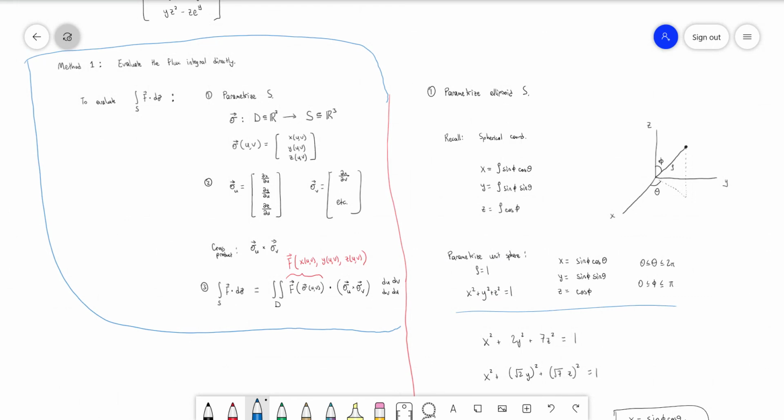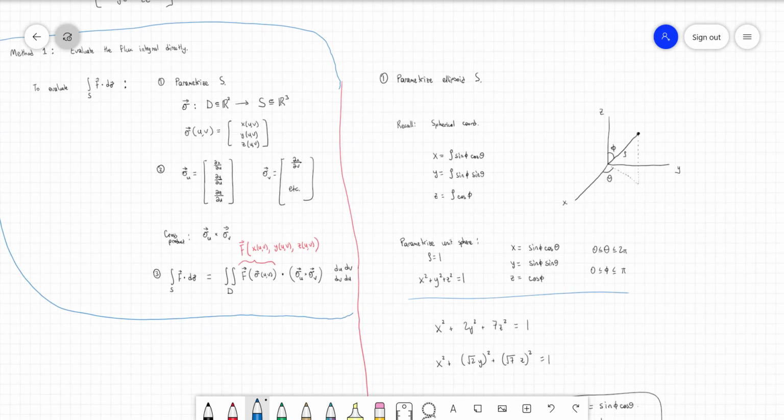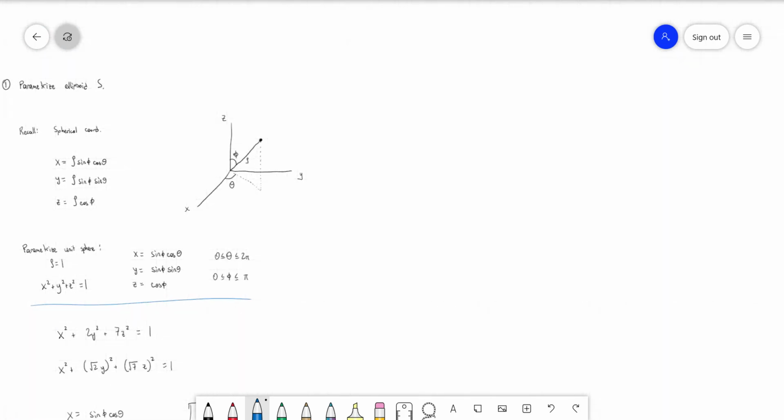Once you get your parameterization, you're going to compute these partial derivative vectors and compute the cross product. Once you have that, then you're going to evaluate the flux integral by doing the double integral over this region D, which was the domain of your parameterization. And you're going to need to compute this dot product between your vector field evaluated along the parameterization, and then dot product with this normal vector that you get from the cross product. Okay. All right, but let's take a look and see if method two will be a little bit easier for this problem.